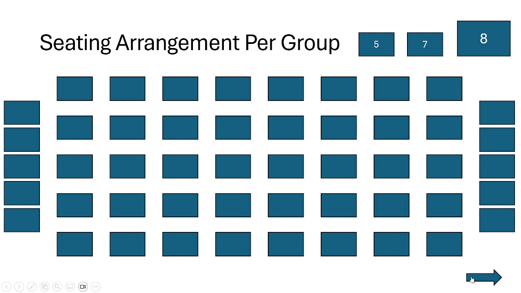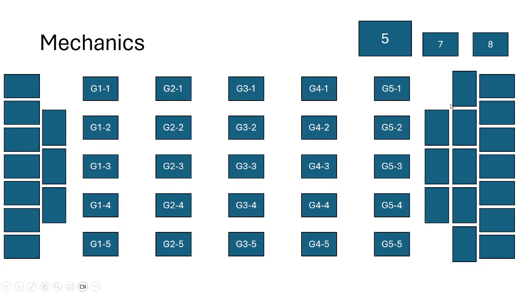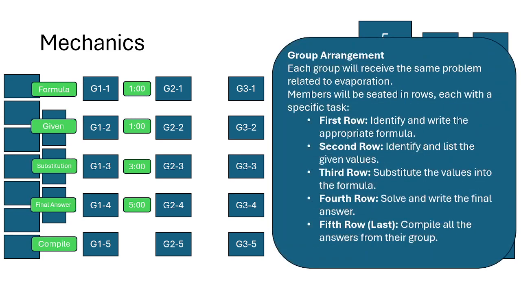Let us move on to our mechanics. I'll be using the five groups since this was the least group number to arrange in my PowerPoint. So the mechanics have this. For group arrangement class, each group will receive the same problem related to evaporation, and the members seated in rows, each with a specific task.